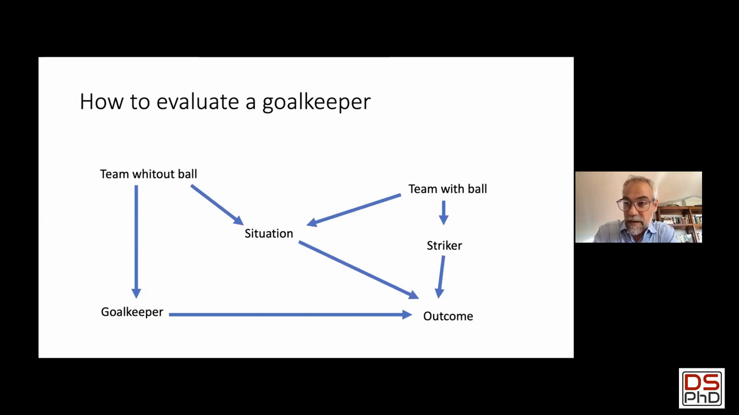A shot made 30 meters away from the goal is usually not dangerous. But if the striker is Radja Nainggolan of Cagliari, former Inter and Roma, this assumption is not true. So the outcome depends on this.